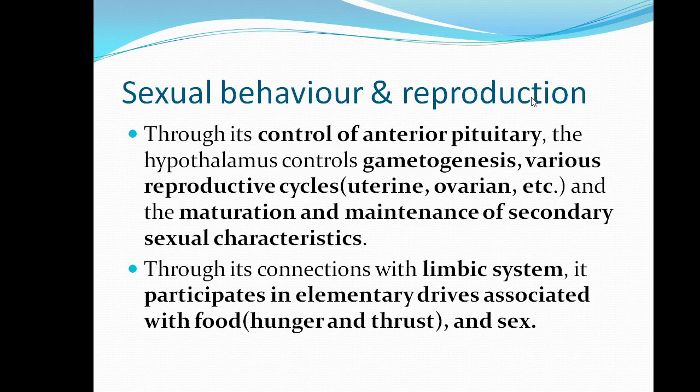Sexual behavior and reproduction. Through its control of the anterior pituitary, the hypothalamus controls gametogenesis, various reproductive cycles, that is the uterine and ovarian cycles, then maturation and maintenance of the secondary sexual characteristics. Through its connections with the limbic system, it participates in the elementary drives associated with food, that is the hunger and thirst, and it also controls the sex behavior.